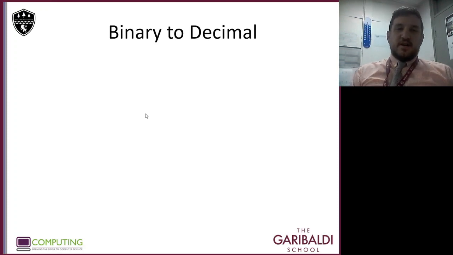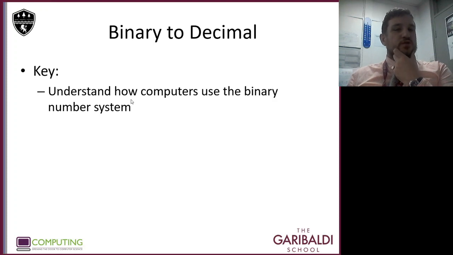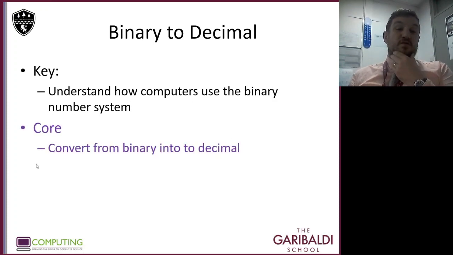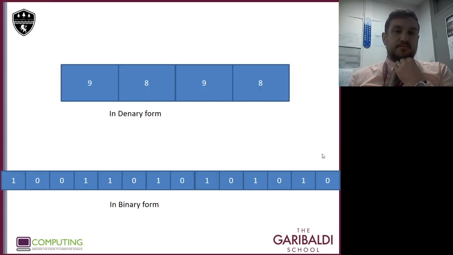This is Mr. Connolly. Today in this mini section I'm going to take you through converting binary into decimal. Our key objective is to be able to understand how computer systems use the binary number system, and our outcome for this session is to be able to convert from binary into decimal.